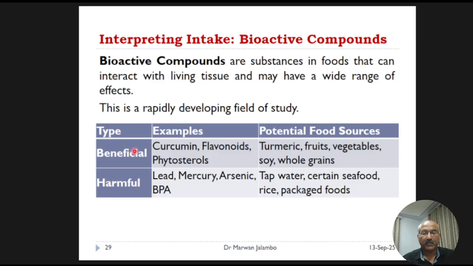Beneficial compounds include things like curcumin from turmeric, which has anti-inflammatory properties, or phytosterols from whole grain and nuts, which can help lower low density lipoprotein LDL cholesterol. On the other hand, there are harmful compounds that can enter our food supply, such as heavy metals like mercury in certain large fish, or lead from contaminated water pipes, which are neurotoxins.